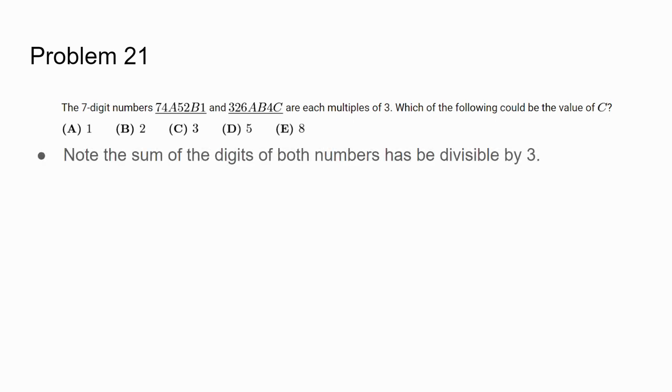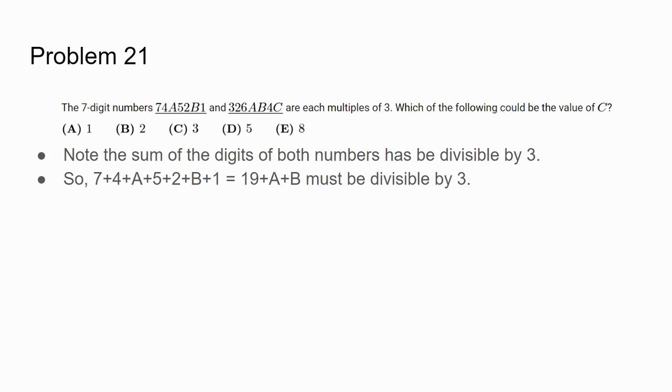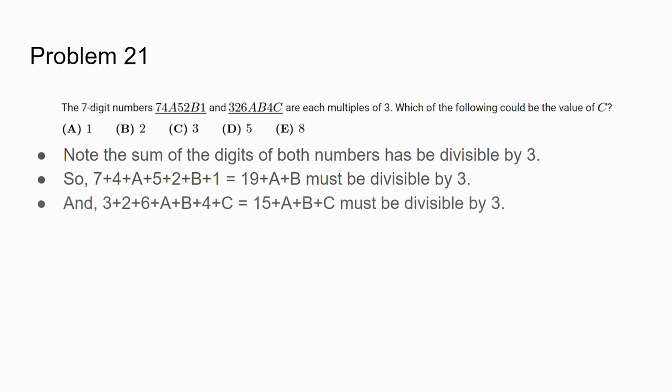So first, we note that the sum of the digits of both numbers has to be divisible by 3 because this is our divisibility rule for 3. Then we have the sum of the digits of the first number, which is 19 plus A plus B, must be divisible by 3. And the sum of the digits of the second number, which is 15 plus A plus B plus C, must also be divisible by 3.